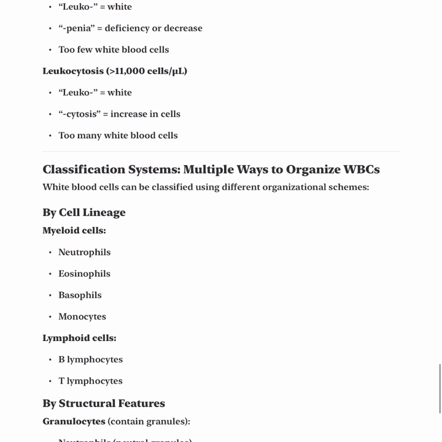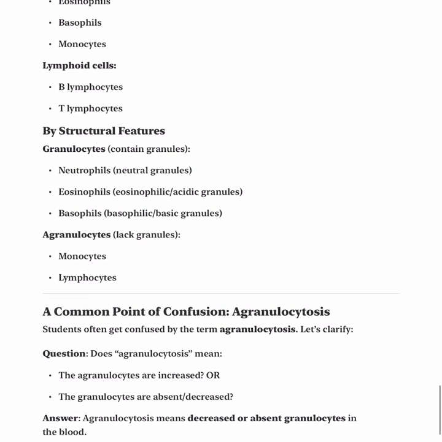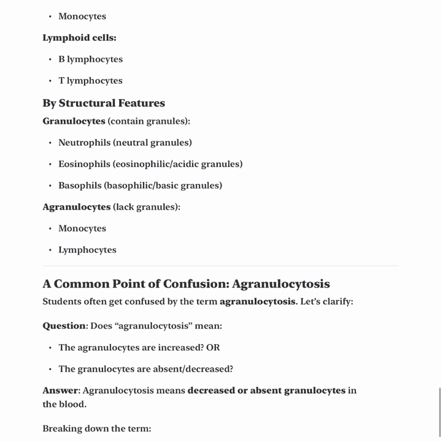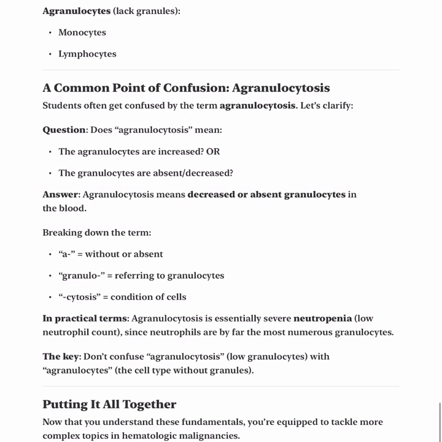There are a few ways by which you're able to organize these white blood cells. You can go by cell lineage. If I say myeloid cells, we are talking about neutrophils, eosinophils, basophils, and monocytes. For lymphoid cells, we're talking about B cells and T cells. If I was to organize by structural features, we can go by granulocytes. Those are the ones that contain granules. If I say granulocytes, we're thinking neutrophils, who have neutral granules. Eosinophils contain eosinophilic or acidic granules, and basophils contain basophilic or basic granules. Next, I could also say agranulocytes. These are the cells that lack granules, in which case we'd be talking about monocytes and lymphocytes.